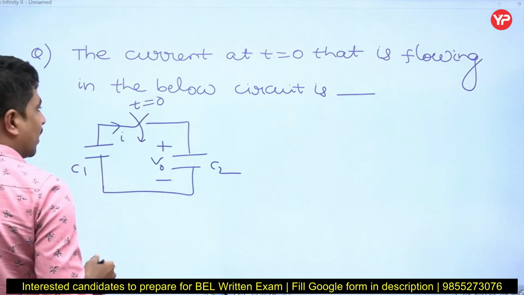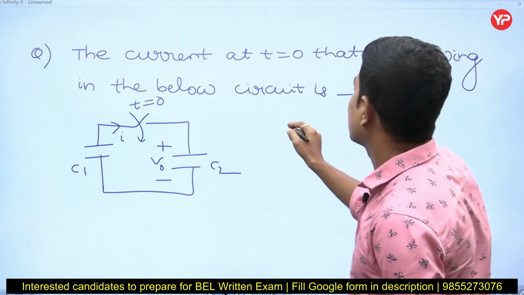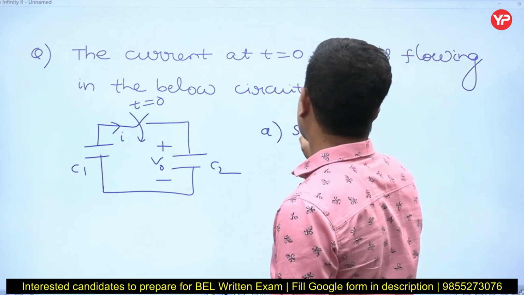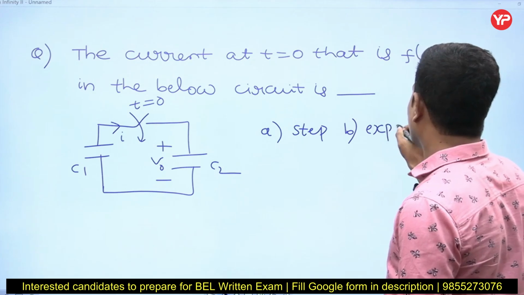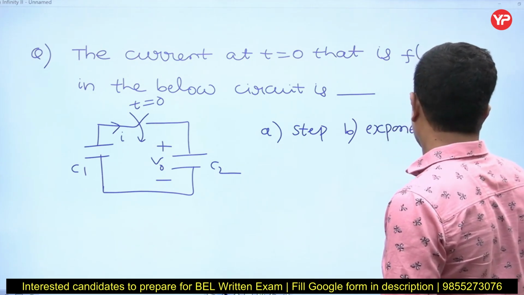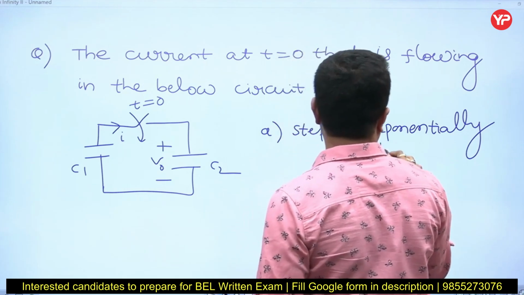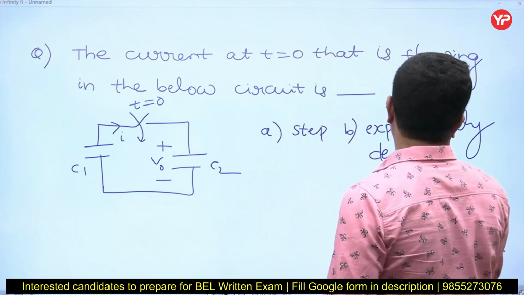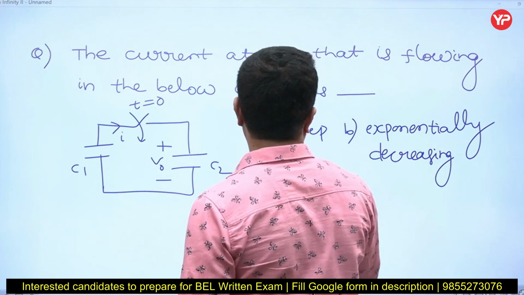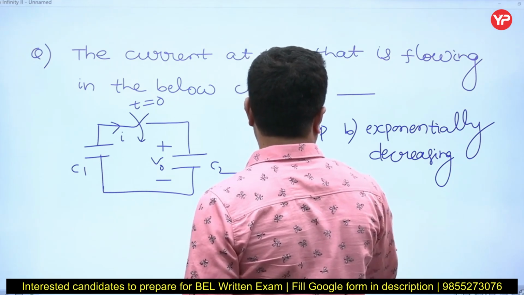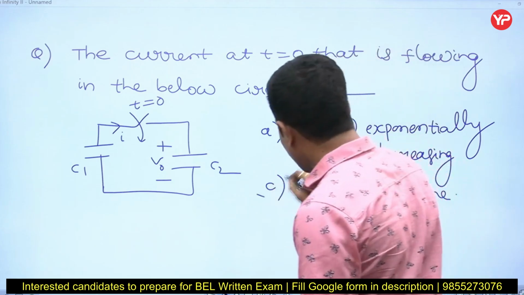The current is I, and I am asking the current flowing at t is equal to 0. Is it step, exponentially decreasing, option C impulse, or option D none? The answer is impulse.